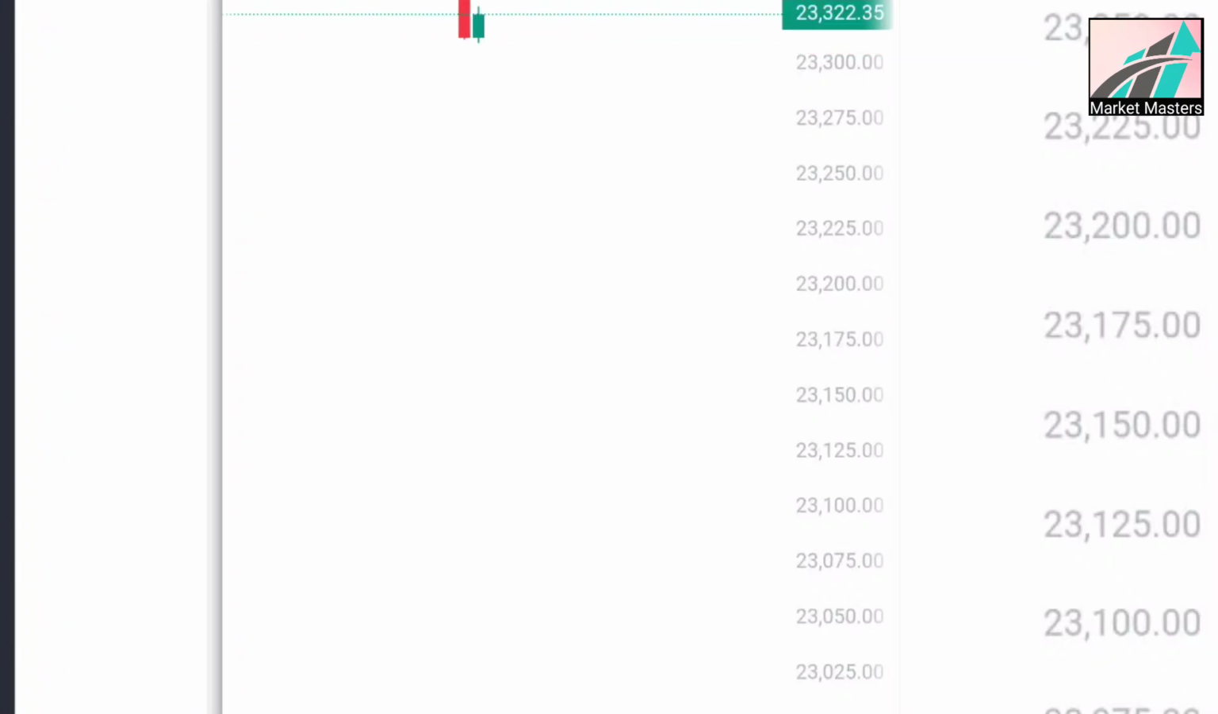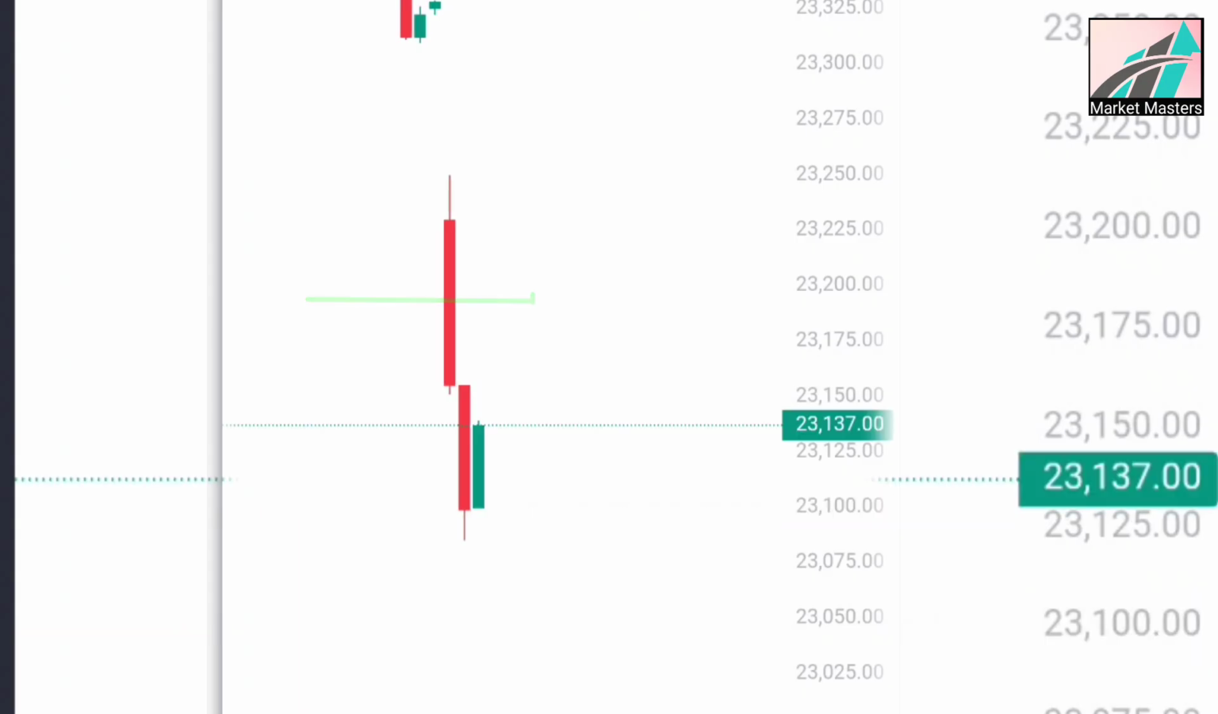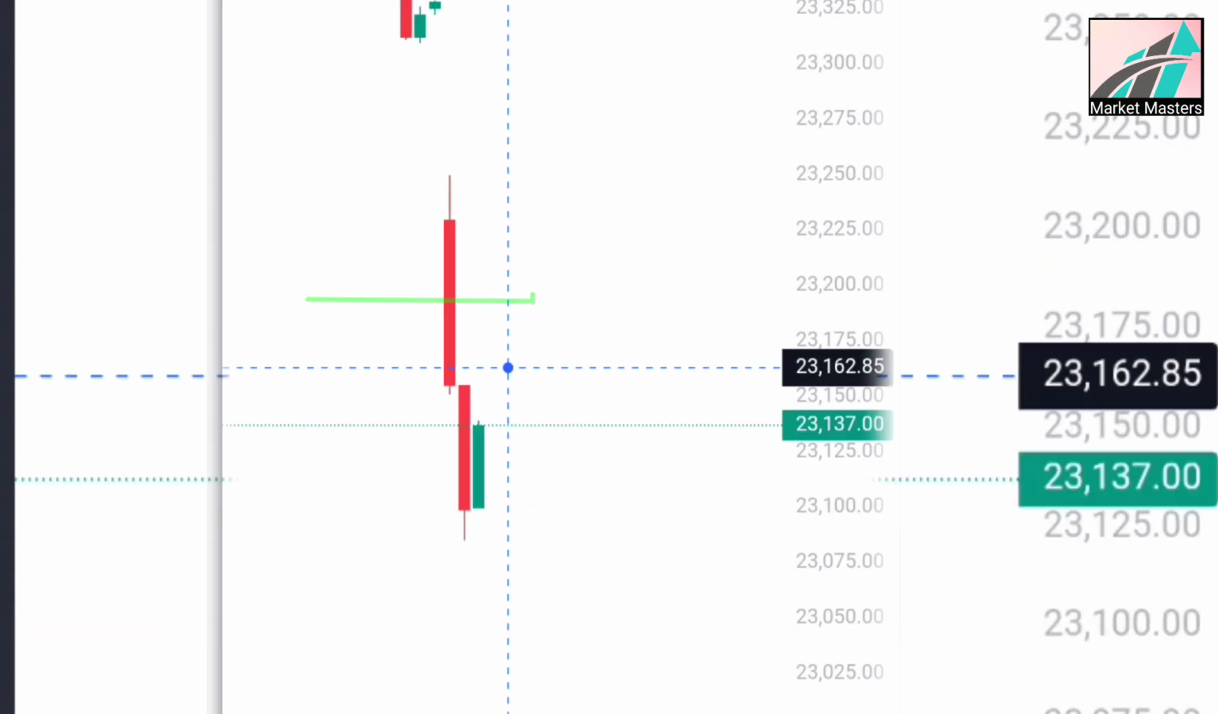Market opens with a gap down. Strong selling continues and breaks the previous day's low. But we don't jump in yet. We wait for a pullback.